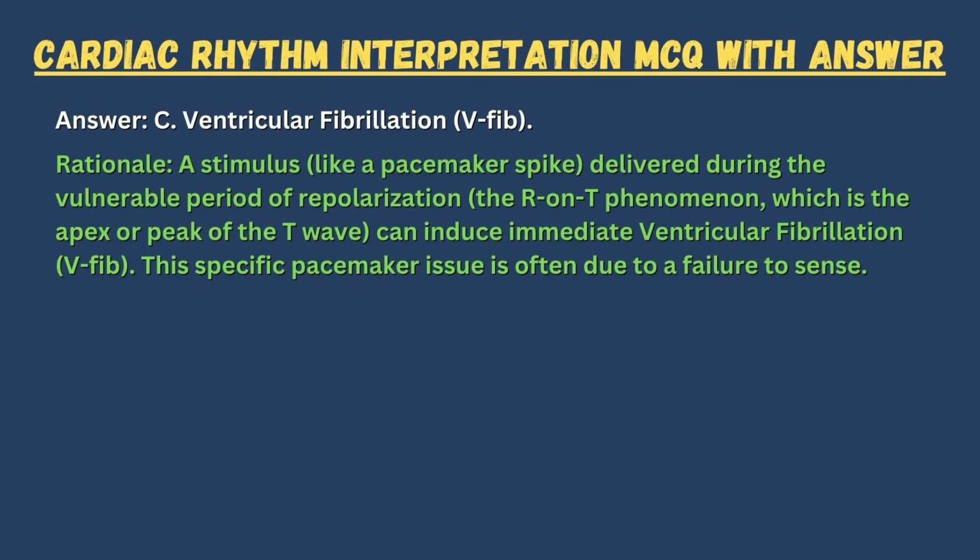Ventricular fibrillation V-Fib. Rationale: a stimulus, like a pacemaker spike, delivered during the vulnerable period of repolarization, the R-on-T phenomenon, which is the apex or peak of the T wave, can induce immediate ventricular fibrillation V-Fib. This specific pacemaker issue is often due to a failure to sense.